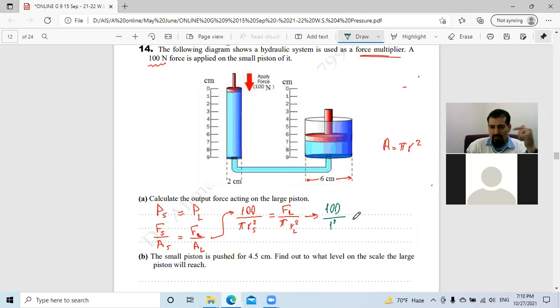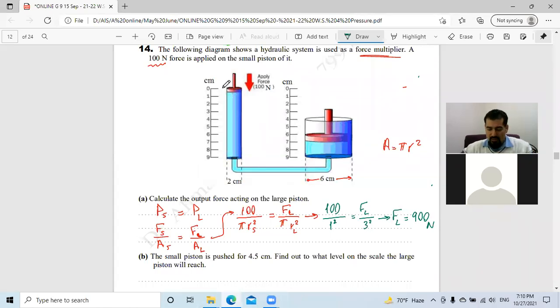So 1 square equals the force on the large piston divided by 6, the diameter, divided by 2, which is 3 square. By doing cross multiplication, the force will be increased by how much? 900 Newton, 9 times. It's a 9 times multiplication. 100 Newton becomes 900 Newton.